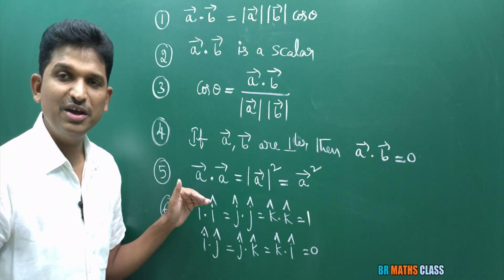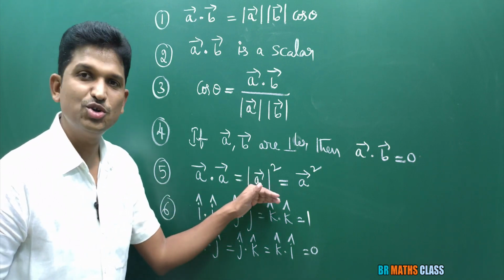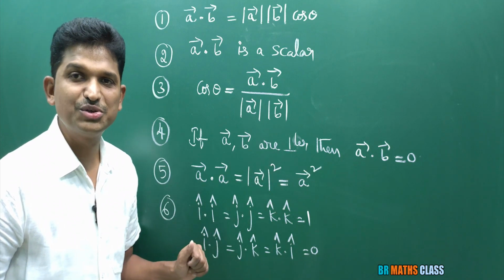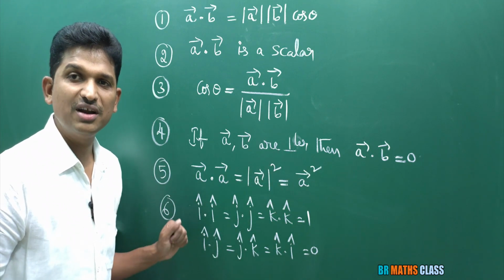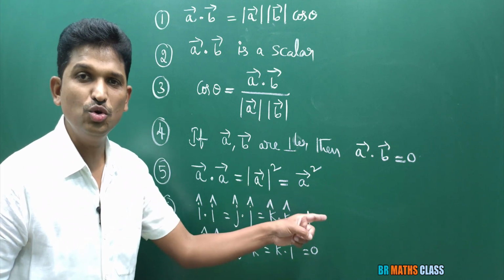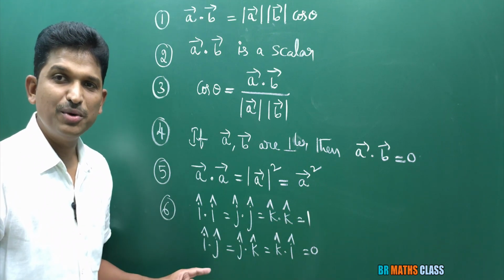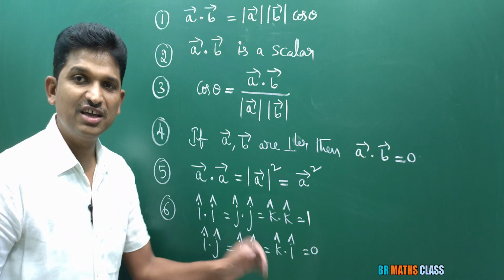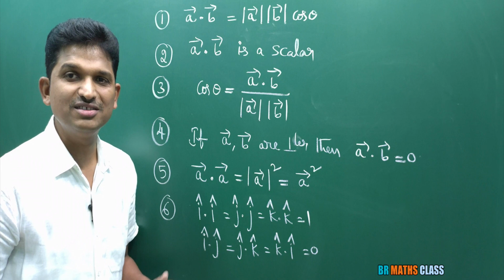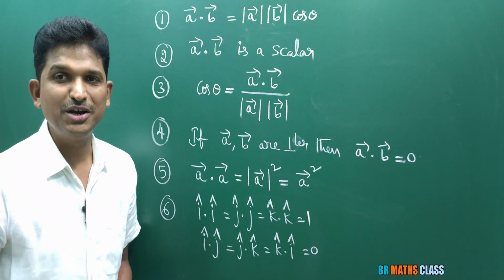A bar dot A bar is what? A bar dot A bar is magnitude of A bar whole square. Sometimes we will write it as A bar square also. I bar dot I bar, J bar dot J bar, K bar dot K bar. These values are equal to 1. I bar dot J bar, J bar dot K bar, K bar dot I bar. These values are equal to 0 because these vectors are mutually perpendicular.